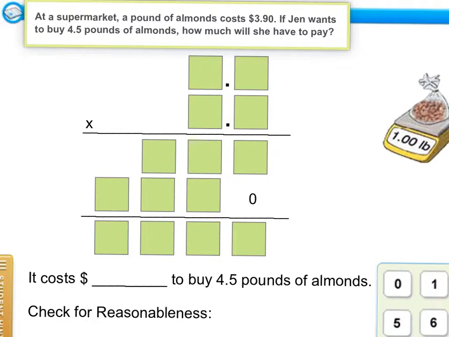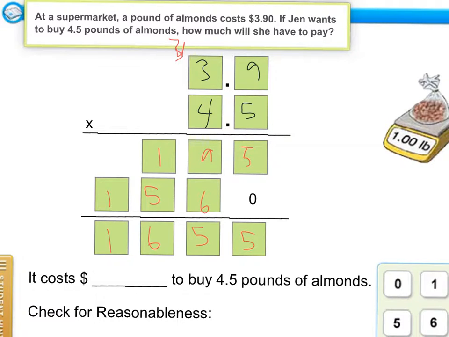So we're buying some almonds, and a pound of almonds costs $3.90. Jen wants to buy 4.5 pounds. How much will she have to pay? This is a multiplication problem. We're doing 3.9. We don't need to write 3.90. We can just do 3.9 times 4.5, and we do this multiplication. So pause the video and do this multiplication and place a decimal point.